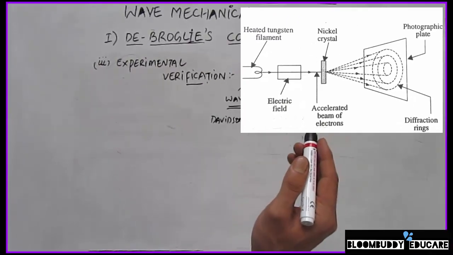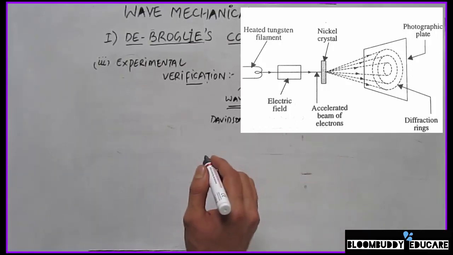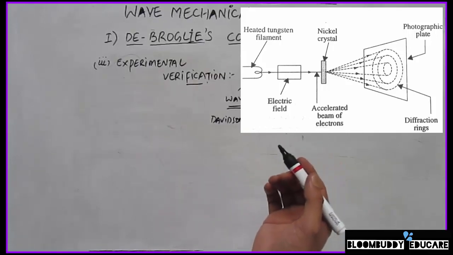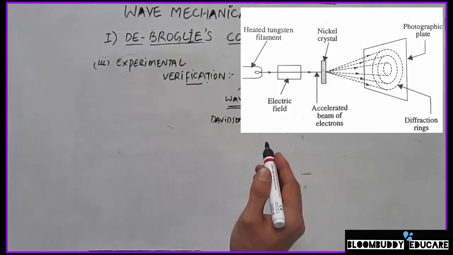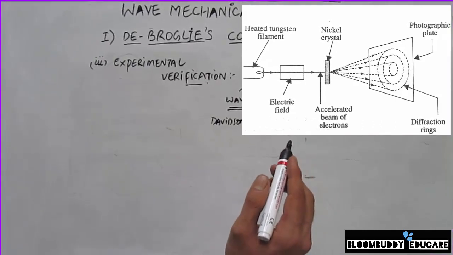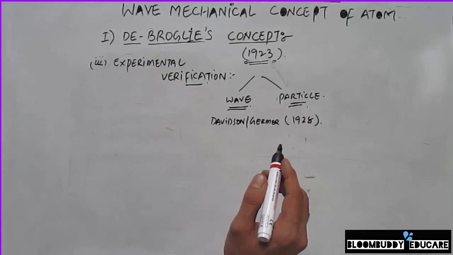The rings were found to be similar to those produced by X-rays when they are diffracted by the same nickel crystal. Since X-rays have a wave character, as I already have shown in one of my previous sections, electrons should also have a wave character. So basically, this experiment done by Davisson and Germer clearly indicated that the electrons have wave nature associated with them.